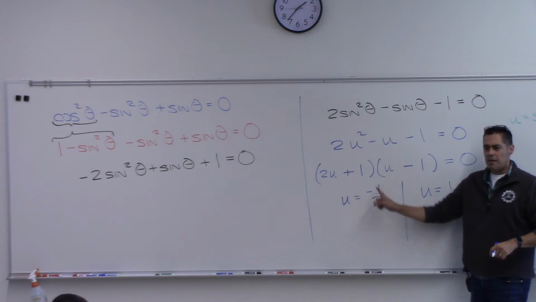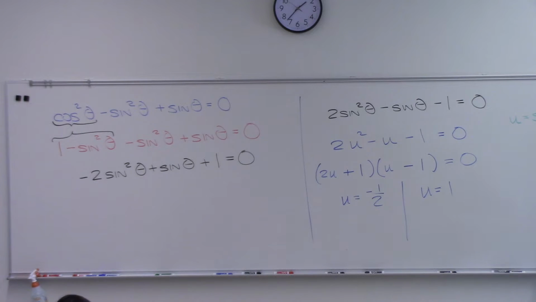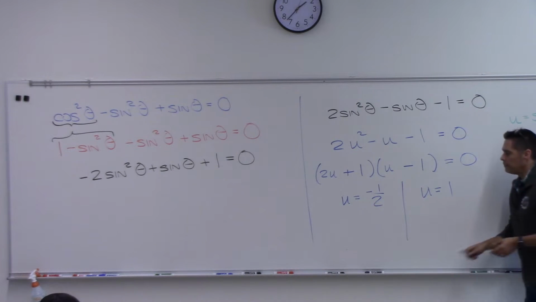Set that to 0, you get -1/2. Set that to 0, you get +1, right? Those are my answers, right? Yeah, we've got to go back. What was u? u was sine theta, right? So I need to write down sine theta is -1/2 and sine theta is 1.